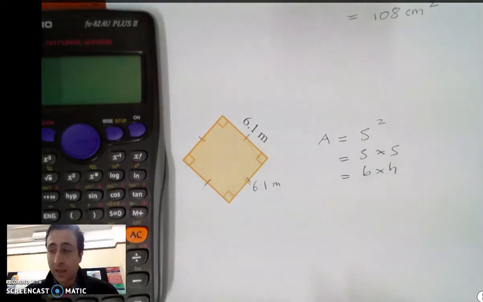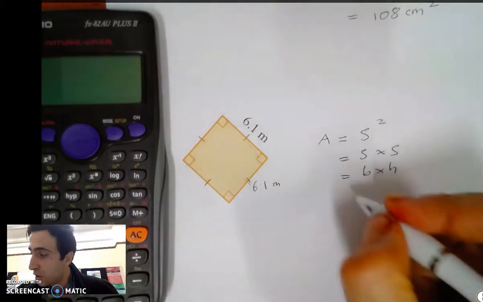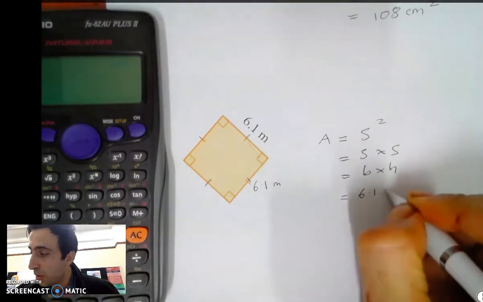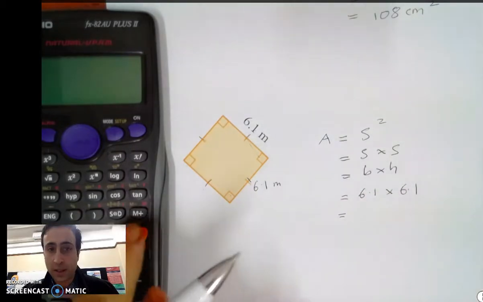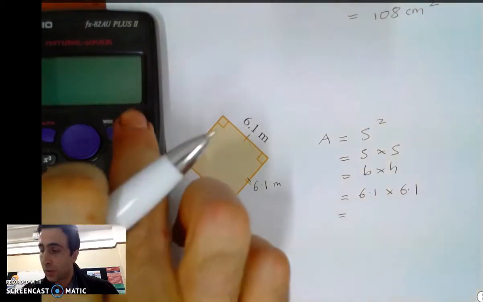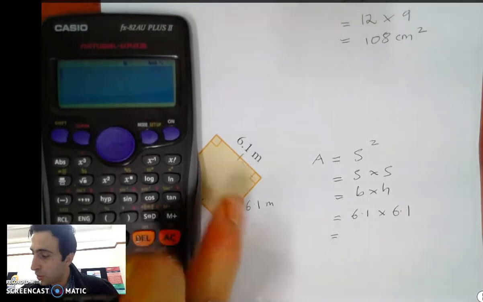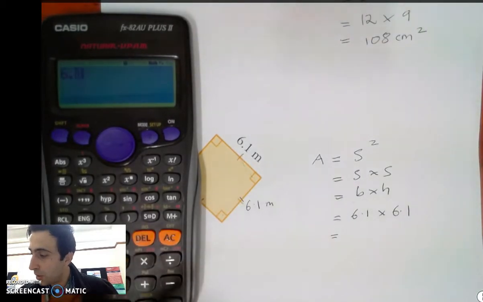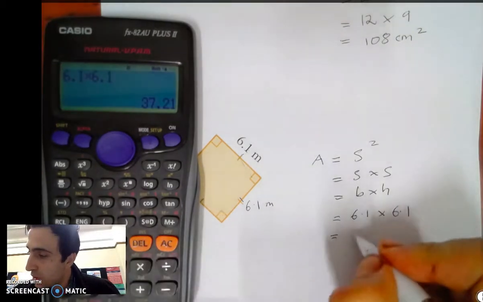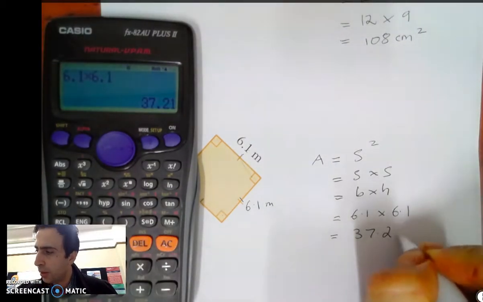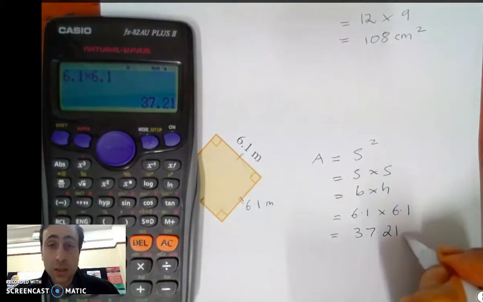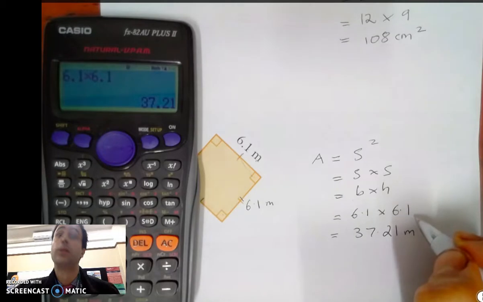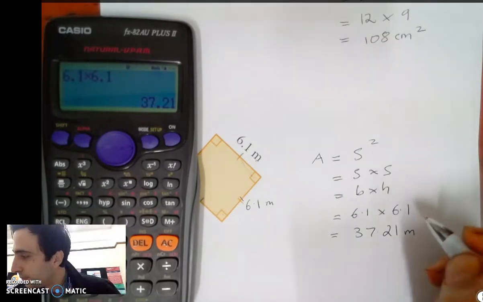And when it comes down to it, it's just 6.1 multiplied by 6.1. In this case, I'll just whack that straight into our calculator. 6.1 multiplied by 6.1 equals, boom, 37.21. Hang on, what units is it? Meters. Therefore, it's going to be meters squared. Boom.